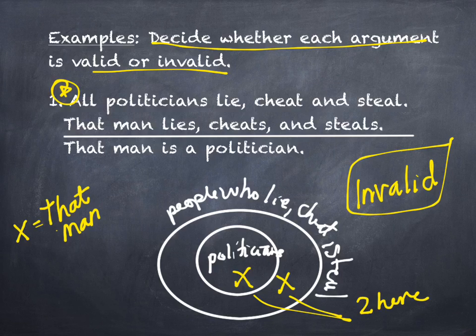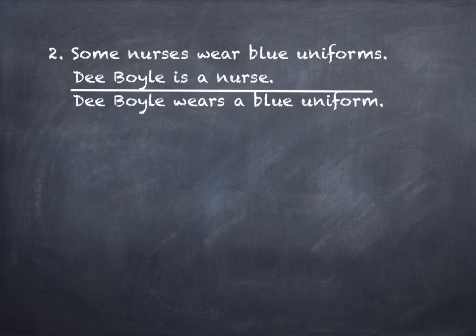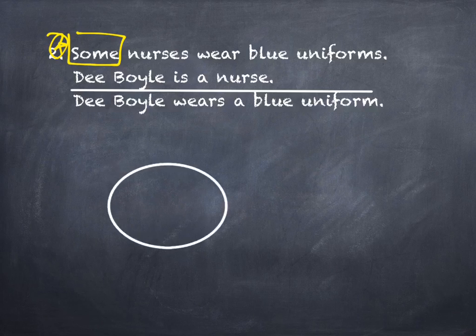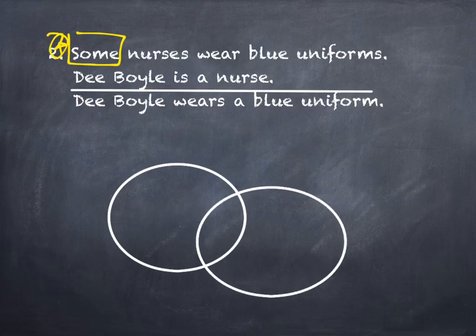Next one. Some nurses wear blue uniforms. D. Boyle is a nurse, therefore D. Boyle wears a blue uniform. So for starters, first sentence, keyword is some. Some tells me what do I do? You got it. Overlapping circles.